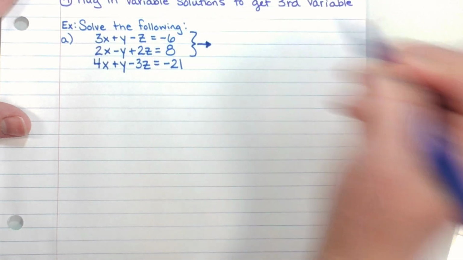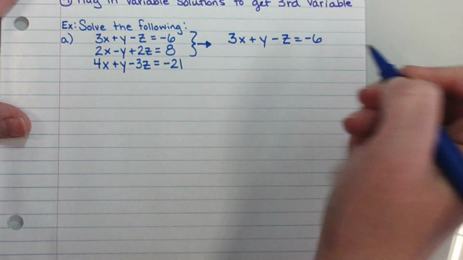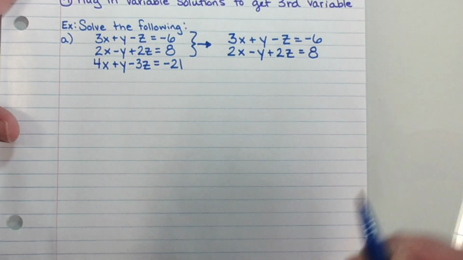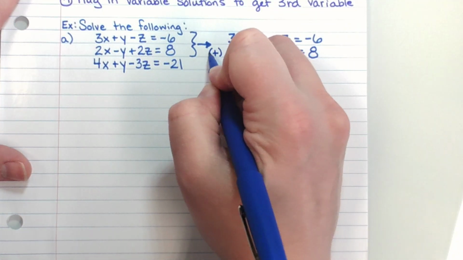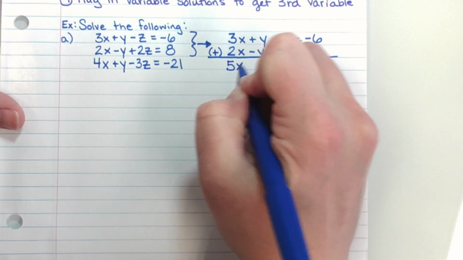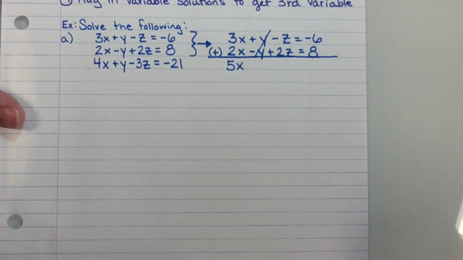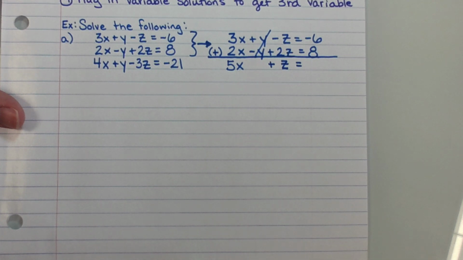So, I'm going to start by taking those two off to the side. 3x plus y minus z equals -6. 2x minus y plus 2z is equal to 8. If it's a positive y and a negative y, I eliminate y's by adding or subtracting? Adding. That's why we like the positive and negative together. 3x plus 2x, 5x. Y plus a negative y cancels. That's the point. Negative z plus 2z, positive z. -6 plus 8, 2.